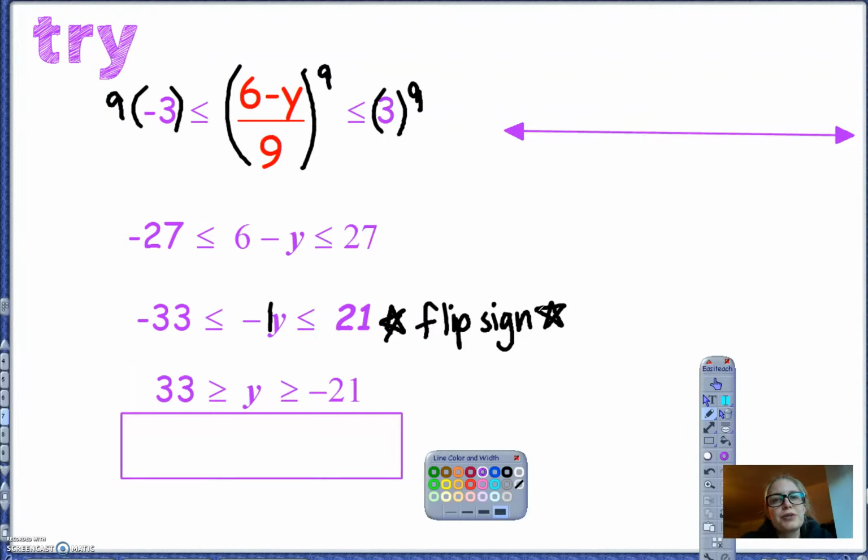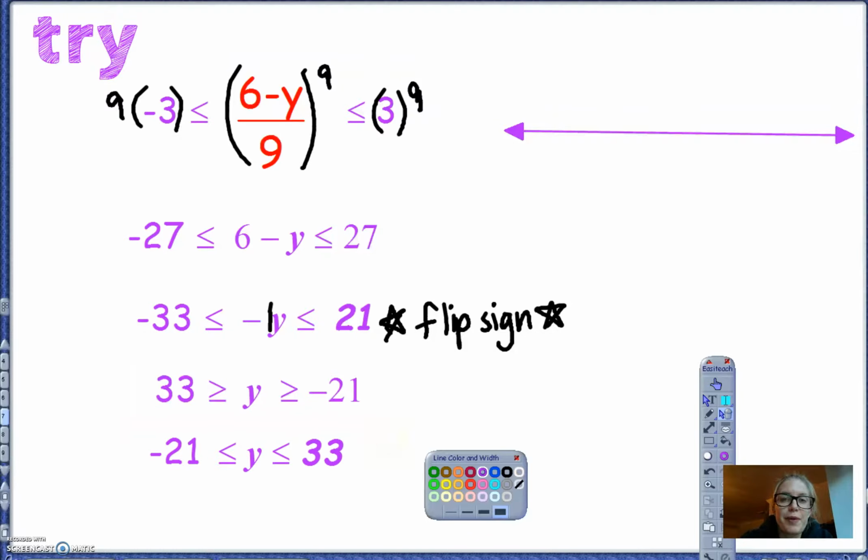However, remember when I told you that you should always have less than signs, and right now those signs are greater than. So we're actually going to flip the whole inequality, bring the -21 to the other side and 33 to the other side. So you got to be careful how to write your answer correctly with only the less than signs. And remember that if you multiply or divide an inequality, from our previous lessons, you have to flip your signs.